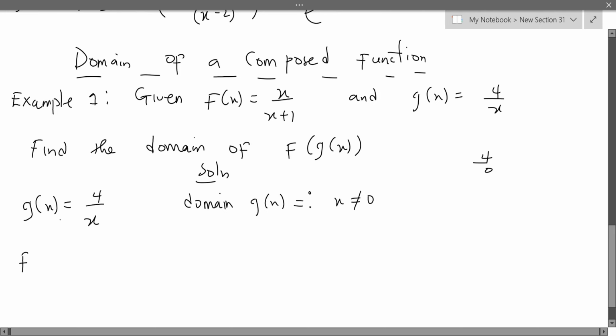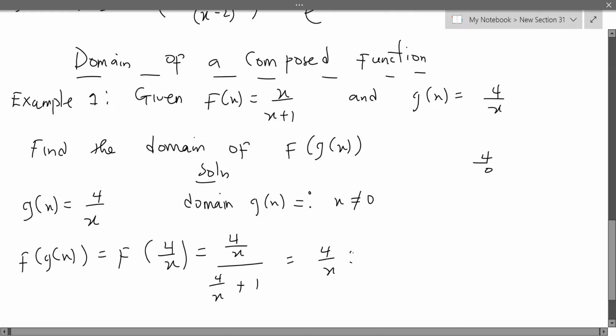So this is the first step. You find the domain of the g of x first. Now you do the composed function. So you put the 4 over x inside. In place of x, we put 4 over x. So we have 4 over x over 4 over x, then plus 1. Now this is 4 over x.